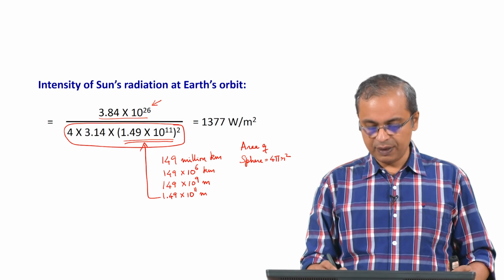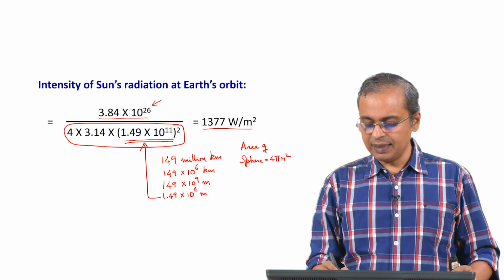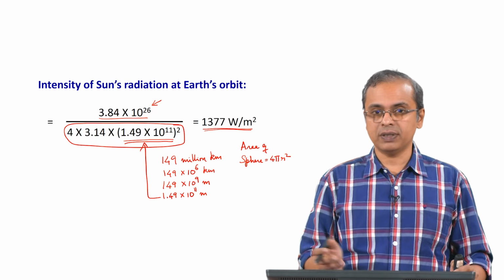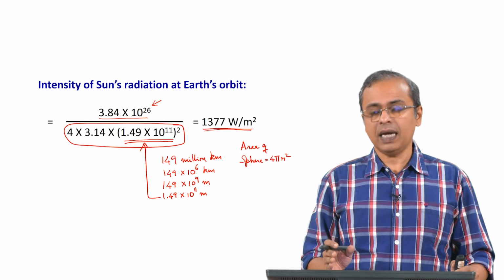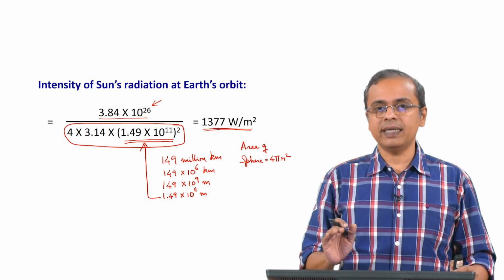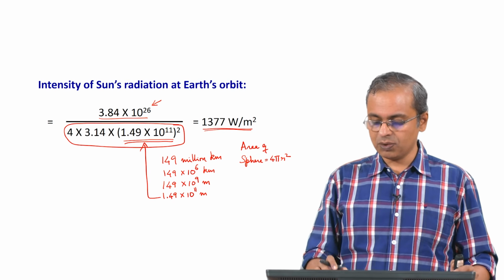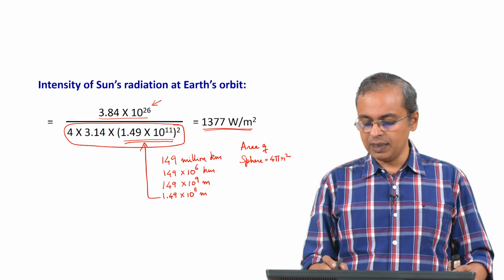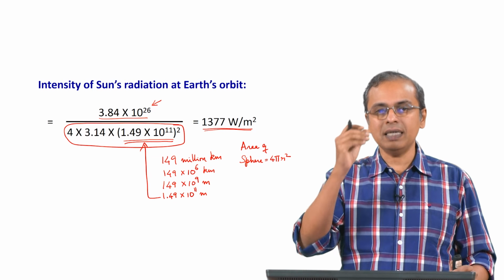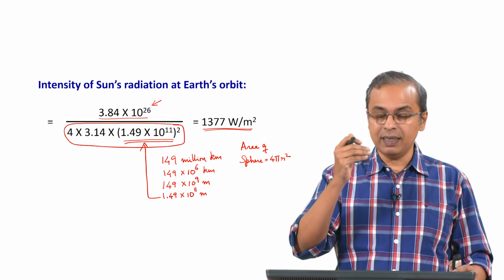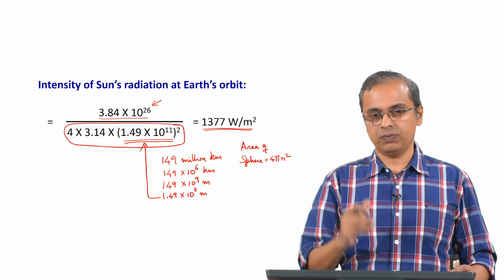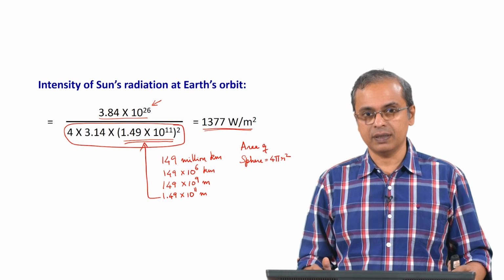This is the energy released totally per second, and this is the area. If you just complete this calculation, you arrive at 1377 watts per meter square. I am sorry, the watts is already there, so that is already joules per second. So, intensity is in watts per meter square, right. So, 1377 watts per meter square is the intensity of the energy that is reaching Earth's orbit. Because you are further away, it has dropped to this value which is coming to our Earth.